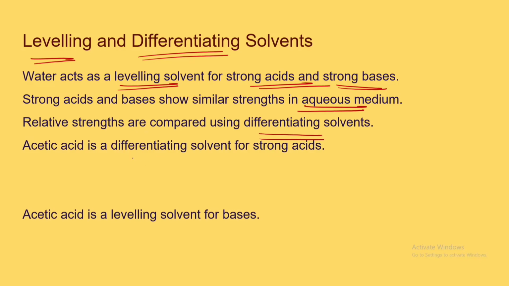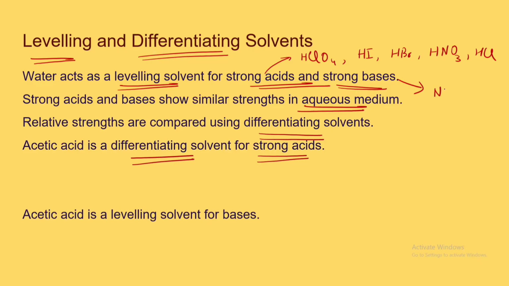So acetic acid is a differentiating solvent for the strong acids. As I already told, water behaves as a leveling solvent mainly for acids, and here are some examples: HClO4, hydroiodic acid, HBr, HNO3, HCl. For all these acids, water behaves like a leveling solvent. And also for certain bases it acts as a leveling solvent, such as sodium hydride and sodamide. So for such bases, again, water is acting as a leveling solvent.